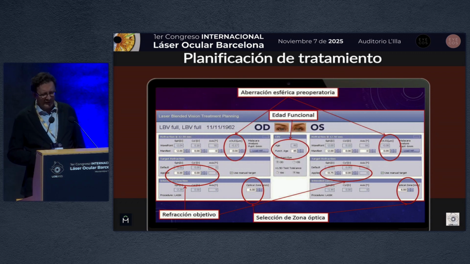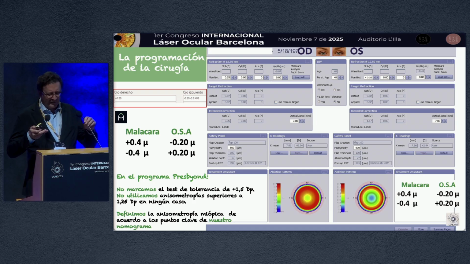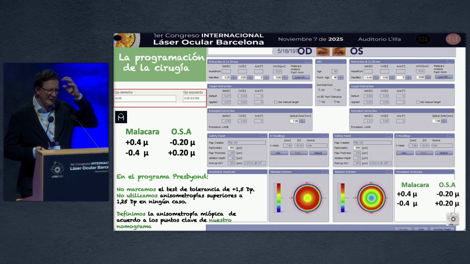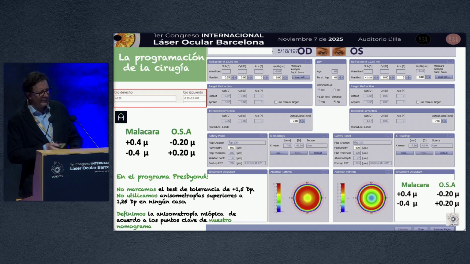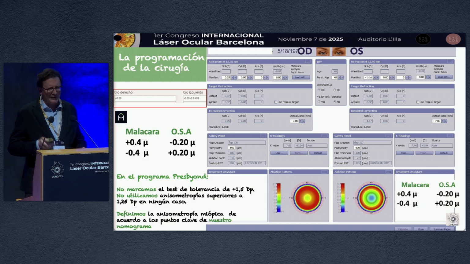Treatment planning based on the functional age, refraction, optical zone selection, and the aberrations. What do we do in this case? The system works with Malacara, and that changes a bit because it's the opposite. Plus 0.4, then it's minus 0.20 in OSA, so it's different and it's not very clear. We need to get used to that.